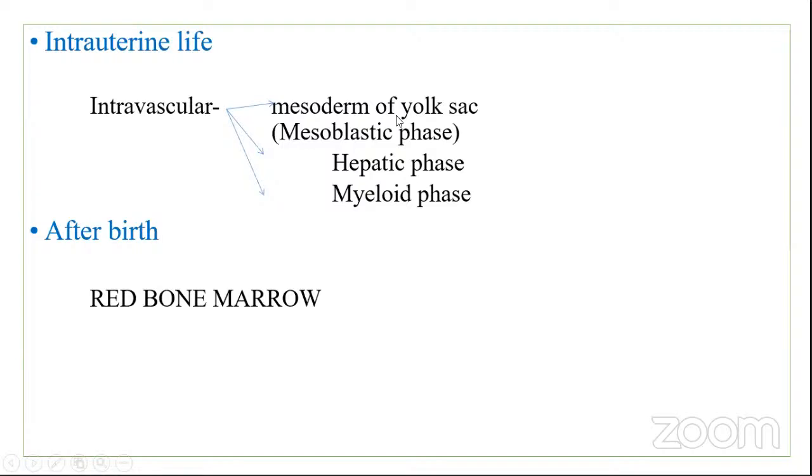That is the mesoderm of the yolk sac, which we call the mesoblastic phase. So during the intrauterine life, erythropoiesis first takes place in the mesoderm of the yolk sac, the mesoderm of the body.